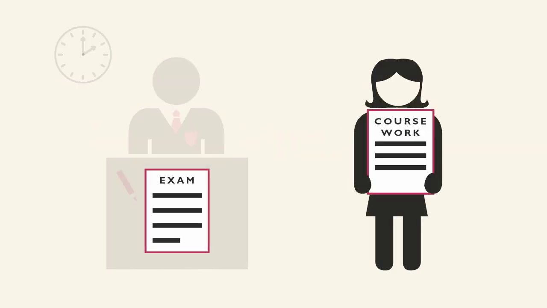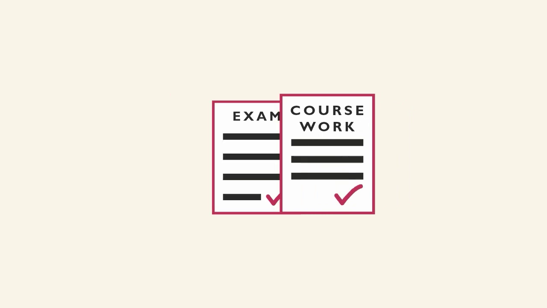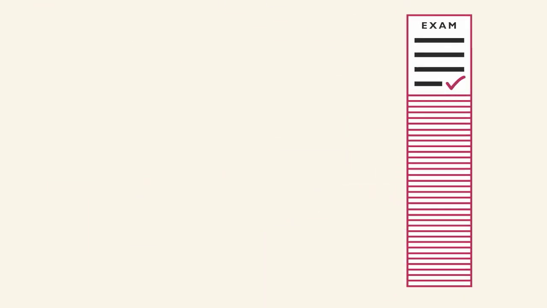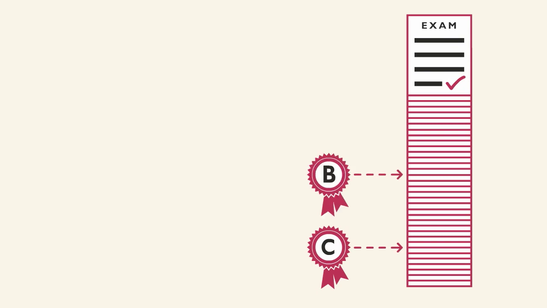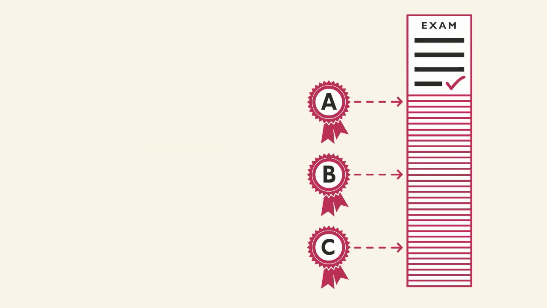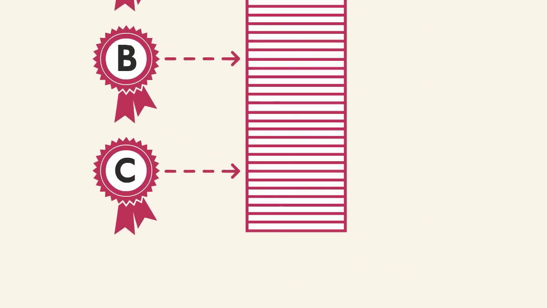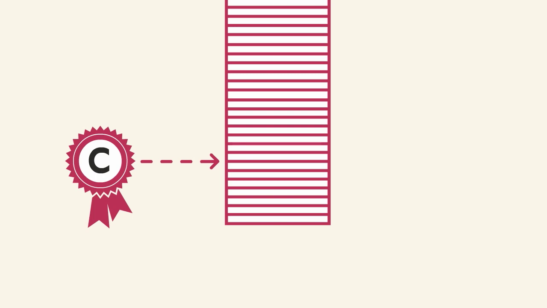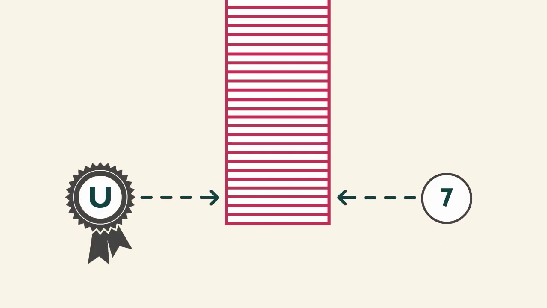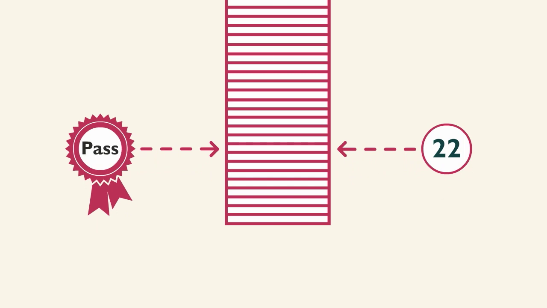Once students have completed their exams and coursework, and all of the assessments have been marked, we decide the grade boundaries. This process is known as awarding. Grade boundaries indicate the minimum mark required to get each grade. For example, a C boundary of 34 would mean you need 34 marks to get a grade C, or a pass grade boundary of 22 would mean you require 22 marks to achieve a pass.